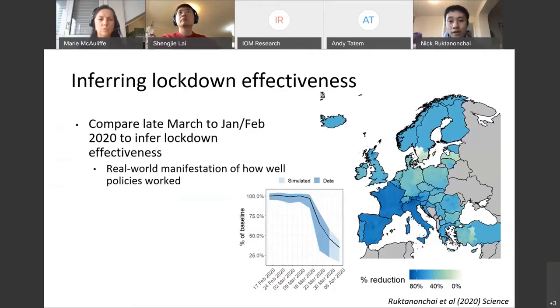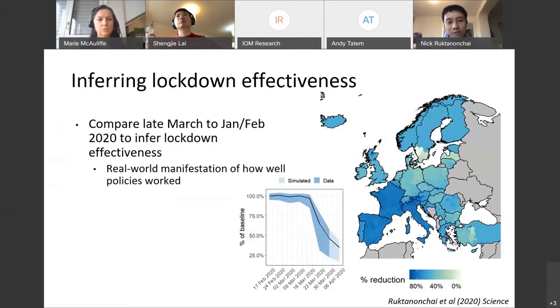One really important thing that we could do with that Google data and the Vodafone data is we could infer how effective lockdowns actually were. So what we did was we used the mobility patterns we saw in late March, when all the lockdowns were in place across Europe for the most part. We compared that against January and February of 2020 to infer how much movement actually reduced. In other words, trying to infer how effective their lockdowns were.